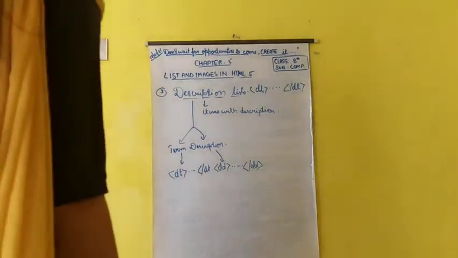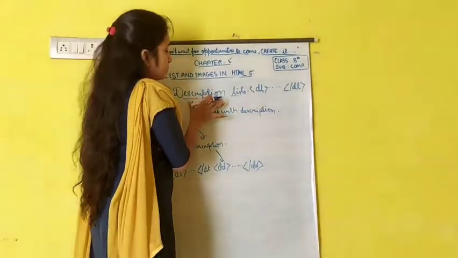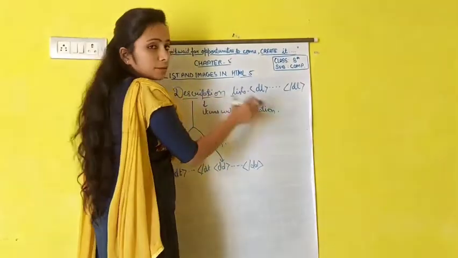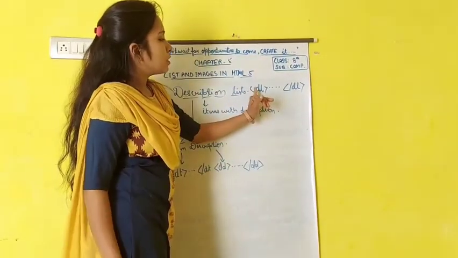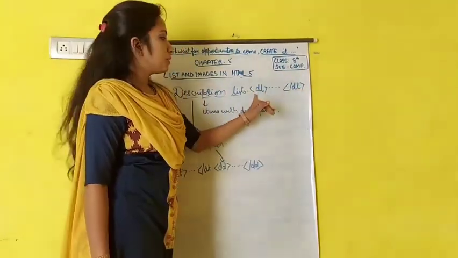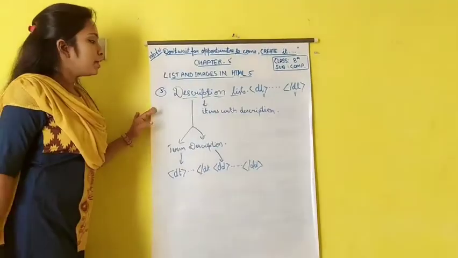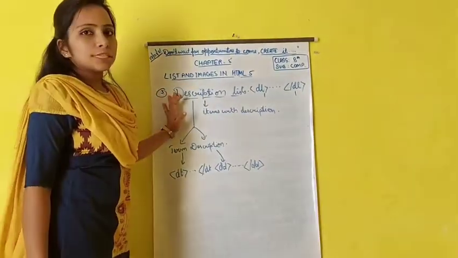Now we will study about the third list. Okay, this third list is description list. Description list. And the syntax for this is again DL, slash DL. This is the start and this is the close. Okay. Then what is description list?